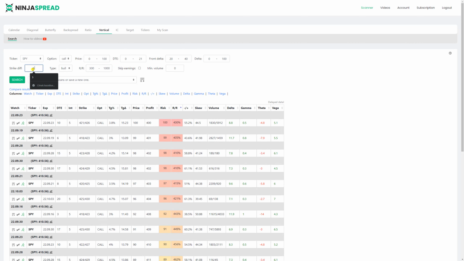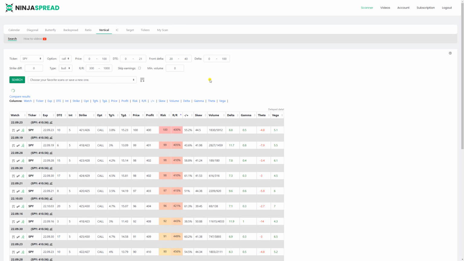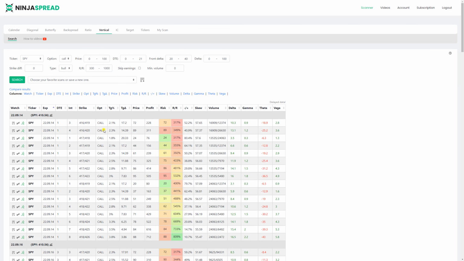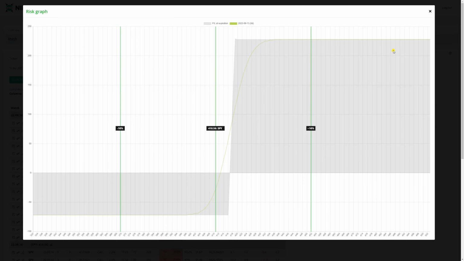I can define it here as previously stated many times, like 300, look for bull call spread, and I can say, for example, that I don't want to define strike diff. Let's use 0, and it will give you many types of strike differences and spread width. This is a standard bull call vertical spread.